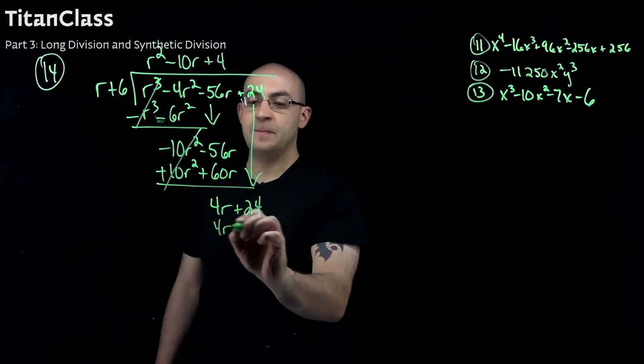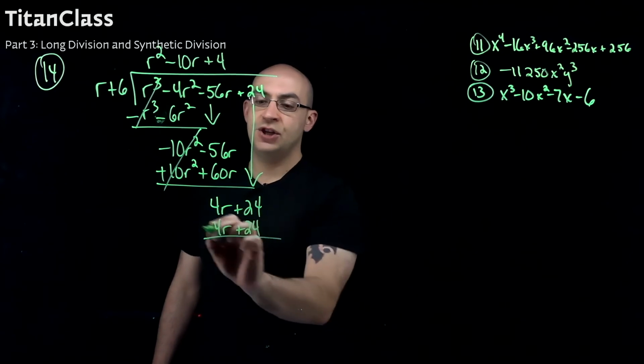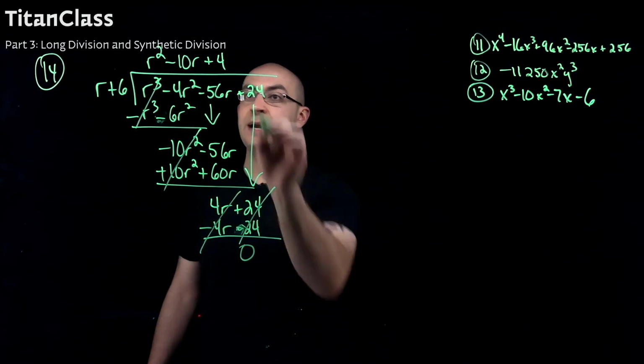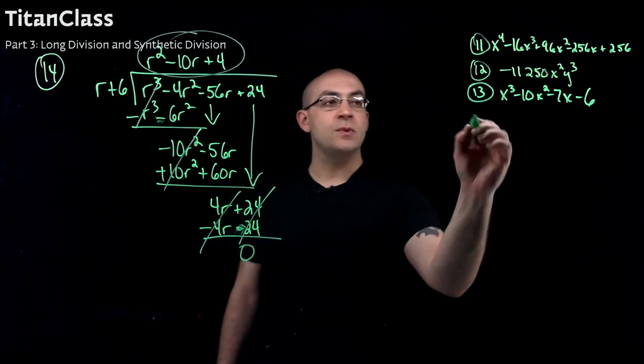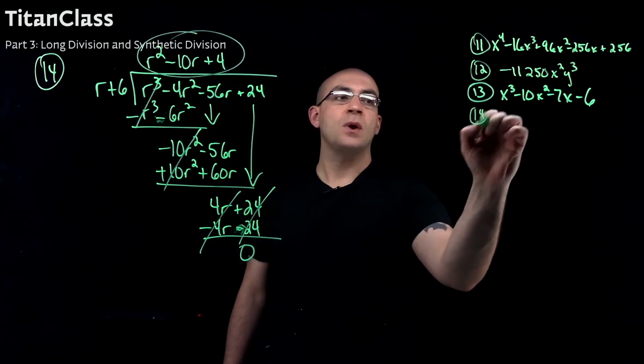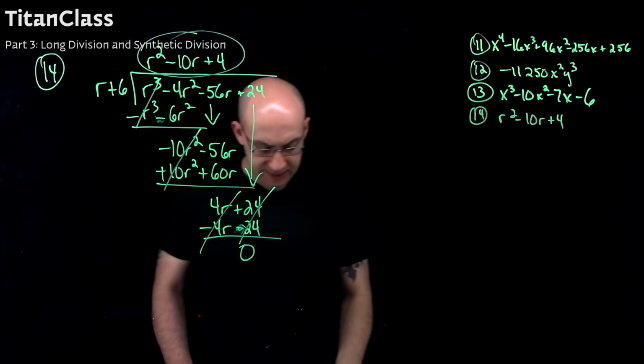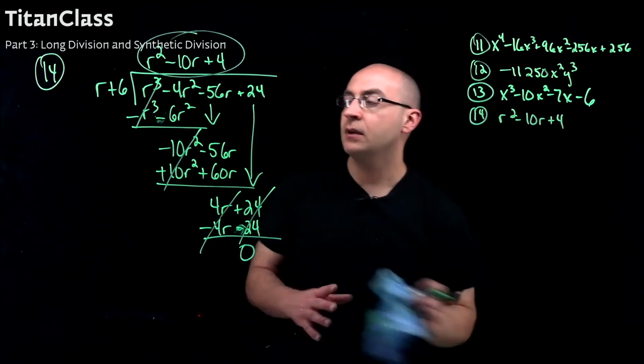Multiply through. Change both signs. And they both cancel. Leaves me with 0 remainder. The quotient is up top. R squared minus 10r plus 4. Okay. All right. Now, actually, before we get into synthetic, let's do one with a remainder, just like this.